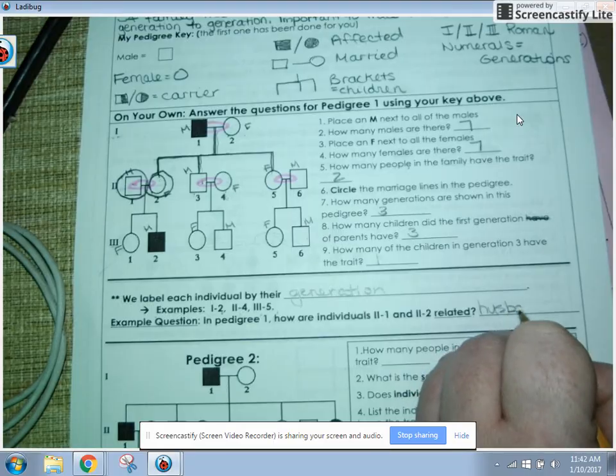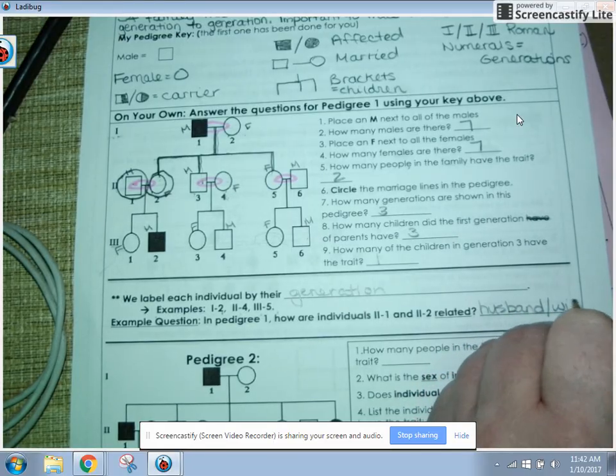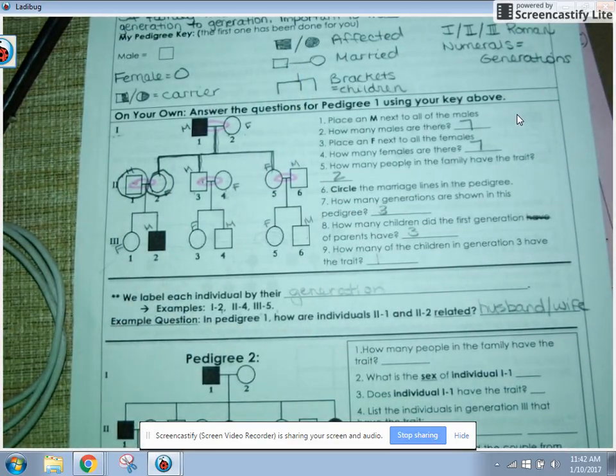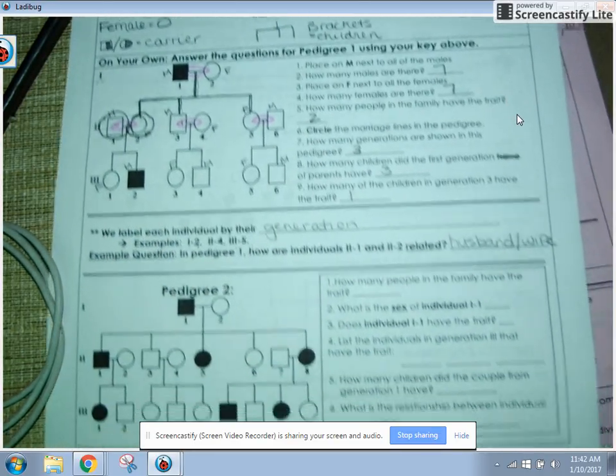It says in pedigree 1, how are individuals 2, 1, so this person, and 2, 2 related? These folks are husband and wife. Remember, a horizontal line between two people means that they are married. And we'll finish up down here with problem number 2.